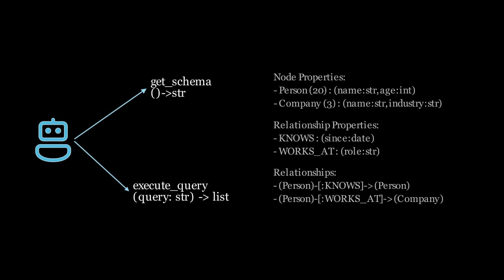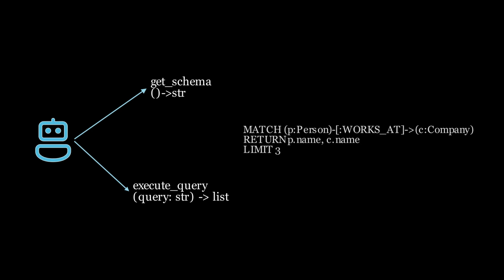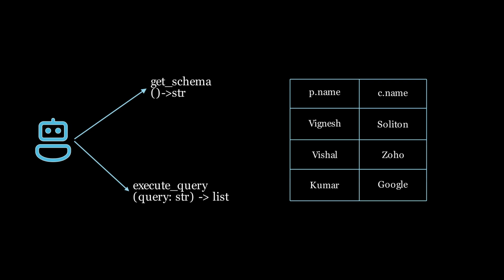By using these, for the user question, the agent can write a Cypher query and use the execute query tool to execute it and get the results as a table. The agent can analyze the results and rewrite the Cypher query until it finds the answer.